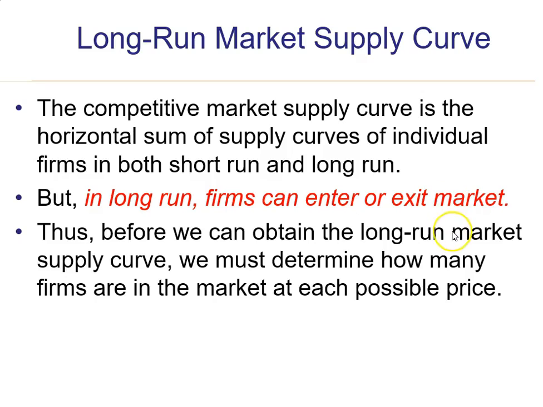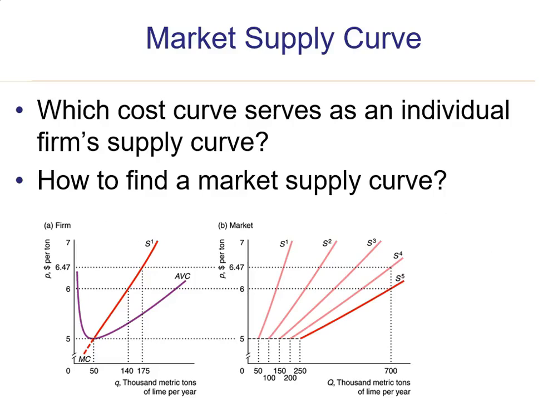So before we determine the long-run market supply curve, we need first to determine how many firms are going to be open for business and how much they're going to produce at each price. So here's an image of this. Which cost curve serves as an individual supply curve? Very important you know which cost curve is represented here when we sketch this and put an S for supply. Yeah, that's a marginal cost curve. So the MC curve is the firm's supply curve, because remember, a firm wants to produce where MC equals MR. The price is the MR. This is the MC part of it.